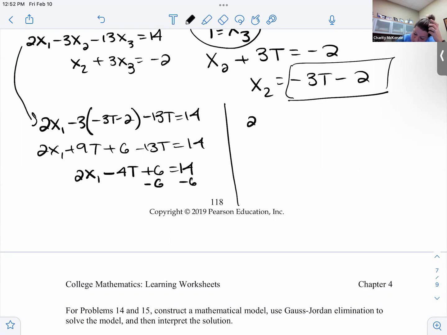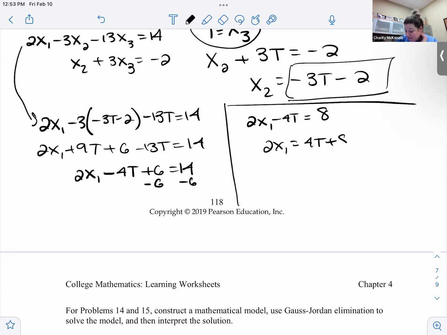So I'm going to have 2x1 minus 4t equals 14 minus 6, which is 8. And then I'm almost there. 2x1, add that over, and I get 8 plus 4t, or 4t plus 8, doesn't really matter. Divide everything by 2, every single term. So x1 is equal to 2t plus 4.